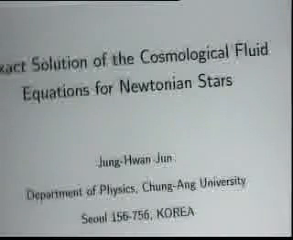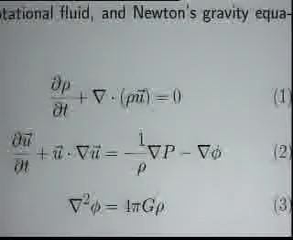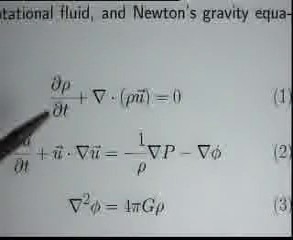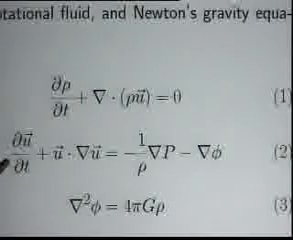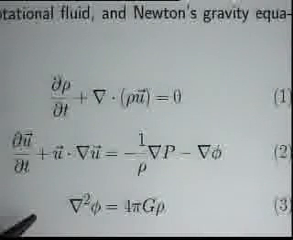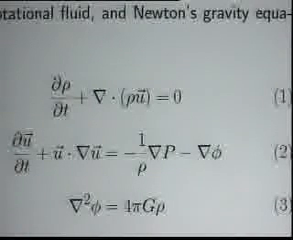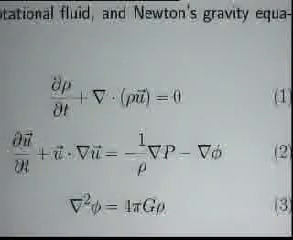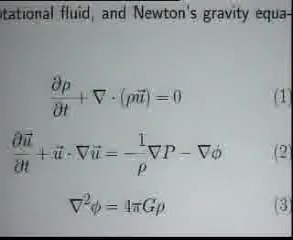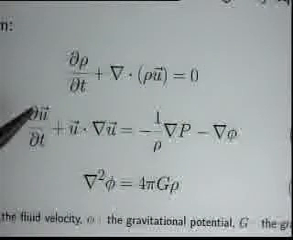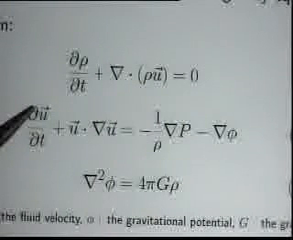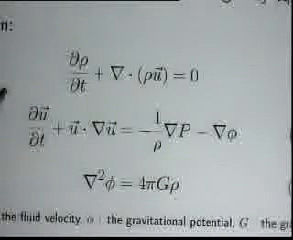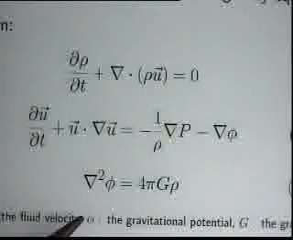So let me begin with the equation of continuity. This is the equation of continuity. This is Euler's equation. This is Newton's equation. And U is the fluid velocity, in other words, the velocity of the mass point of a star. And phi is the gravitational potential, G is the gravitational constant.